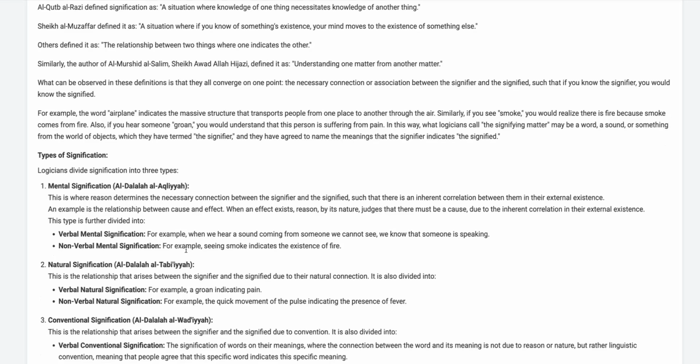The second type of signification is ad-dalala al-tabi'iyah. It's related to our nature. So like we hear someone groaning, we think they're sick, or we put on a sweater because it's cold outside. This is related to adat. Again, this is not really what we want to focus on.